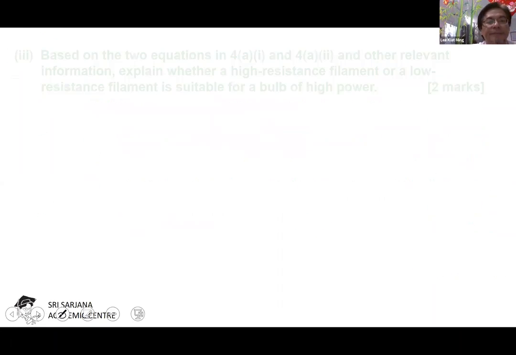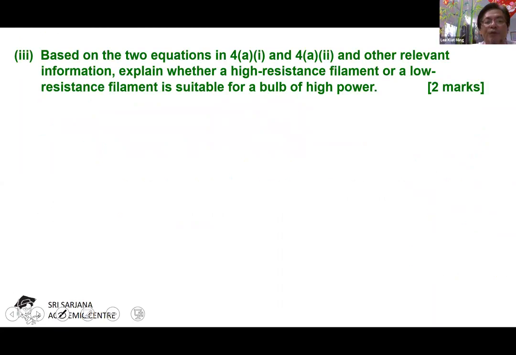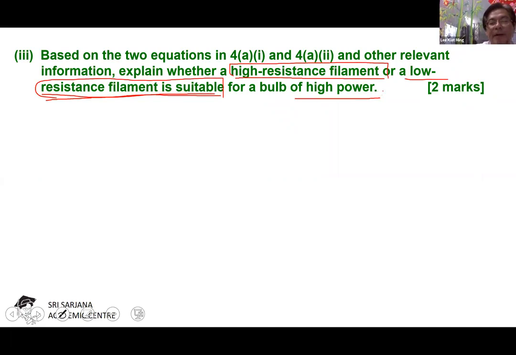Next one. Based on the two equations and other relevant information, explain whether high resistance filament or low resistance filament is suitable for a bulb of high power. We want high power.